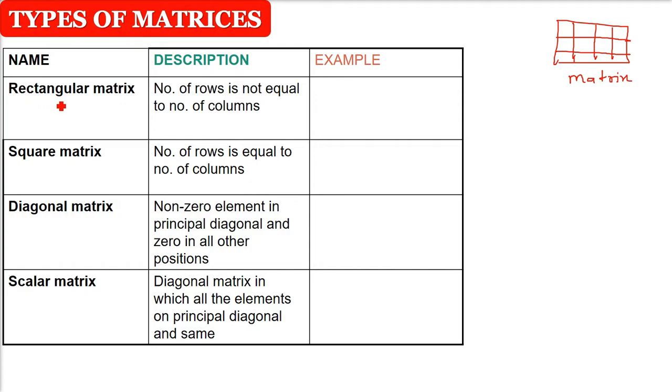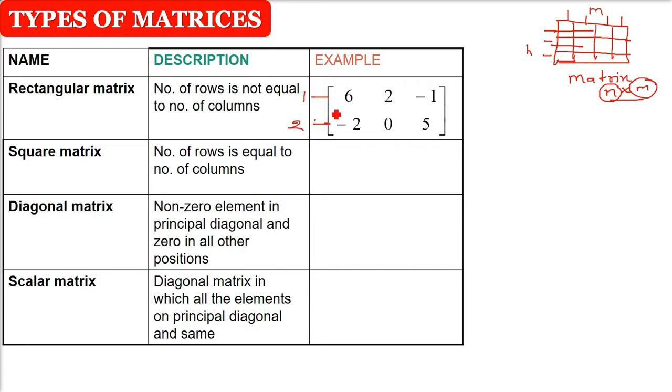The first one is a rectangular matrix. The rectangular matrix is about the rows and the columns, that is, the horizontal and the vertical. Here the rows and columns are not the same: the number of rows I'm writing as n, and the number of columns as m. So this is the order, or the dimension, of the matrix. When n is not equal to m, they are not similar. This is the row, this is the column. So when the rows and columns are unequal, we call this kind of matrix a rectangular matrix.